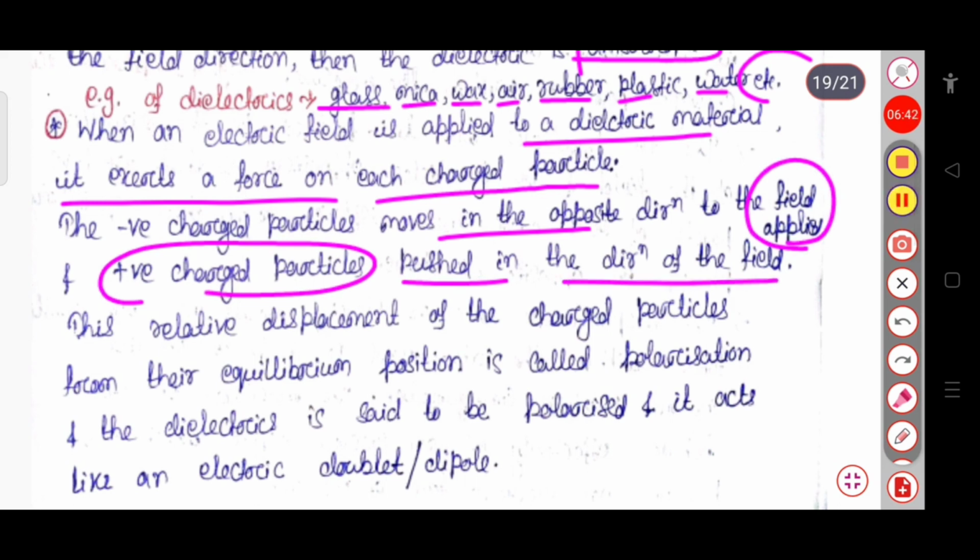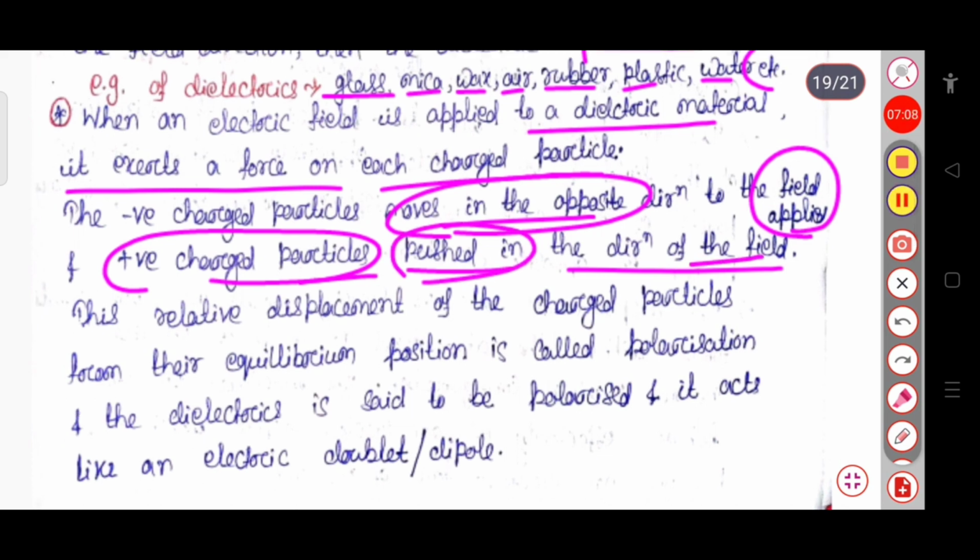So just for your concern, I will tell you what polarization is. I am just explaining this. On the application of the external electric field, the negative charge particle will move in the opposite direction of the field applied, and the positive charge particle will be pushed in the same direction as the field. This relative displacement of the charged particles from their equilibrium position is called polarization.